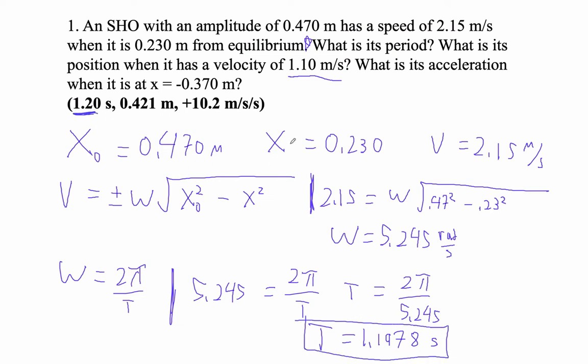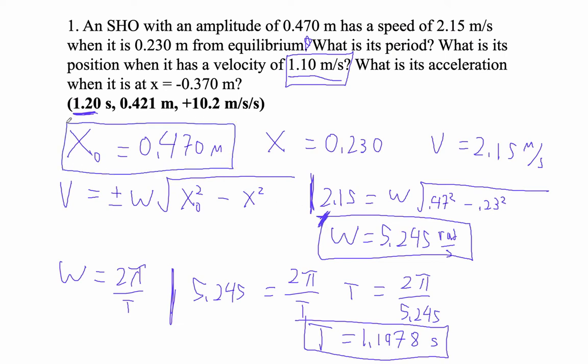And I think on the assessment, it's only going to ask you one of these. I just threw a bunch in here because we ought to be able to do it. So now it says, what is its position when it has a velocity of 1.10 meters per second? I'm going to use this value, but I have to erase the screen. I'll use the same equation.